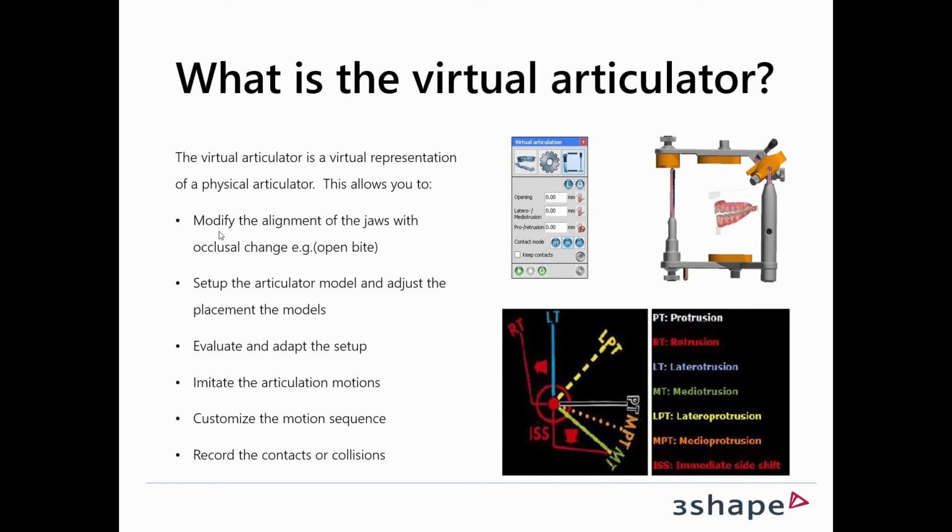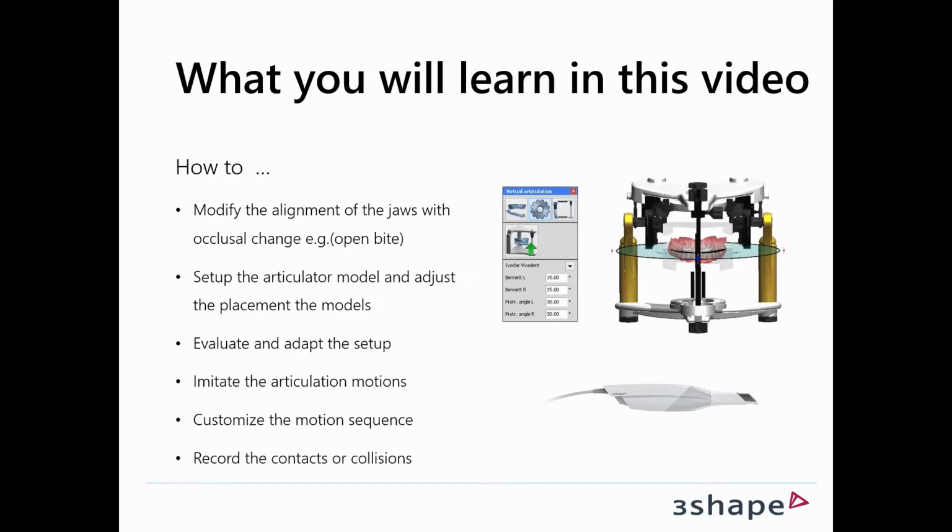So what you'll learn in this particular video is how to modify the alignment in the jaws with the occlusal change, how you actually set up the various articulator models that we have, and how you adjust the placements of the models. You'll also learn how to evaluate and adapt the setup. And as I said before, imitate the articulator motions, how to customize those sequences, and finally how to record the contacts or collisions. So without further ado, Rudi, why don't we open Ortho Analyzer and you can tell us how it works?